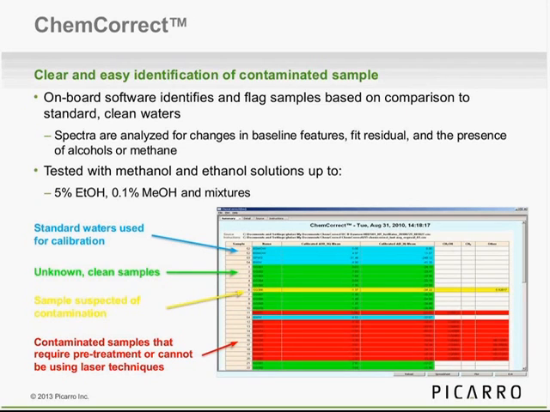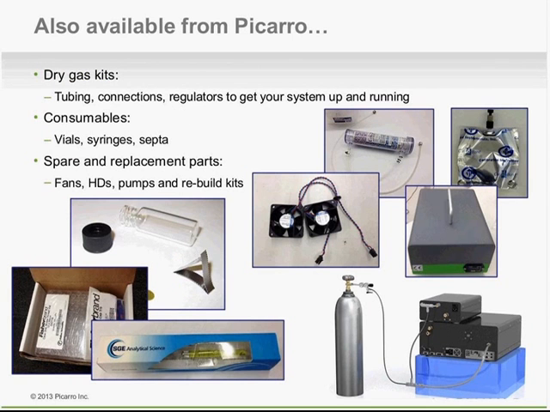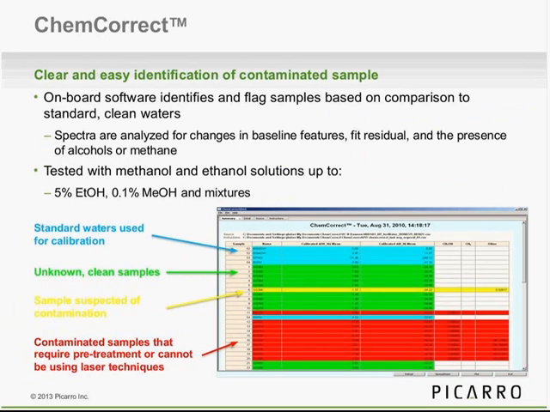And finally, ChemCorrect. This is software that's included with all of our L2130 analyzers. It will flag and identify those samples that we suspect could be compromised by organic interference, so spectroscopic interference. If you import the data file that comes out of the system and run it through ChemCorrect, it will tell you which samples it thinks are good to go and which ones you perhaps need to go back to, consider another cleaning method, consider a distillation method, or perhaps it's not going to be suitable for cavity ring-down.